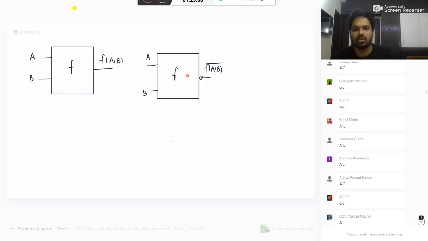Similarly, now I want to give one more function. That is dual. What is dual? If you give here A, B, in place of A, you should give A bar. In place of B, you should give B bar. In place of output, you should take its complement for the same function. Then F will become F dual.